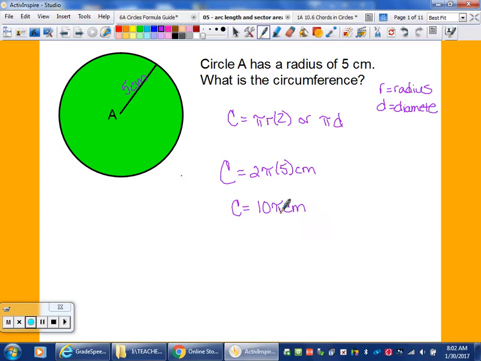You can change it to a decimal if it requires you to. If that is the case, then you give me 3 places after the decimal. But what I'm saying right now is leave it in terms of pi. Makes it go a lot faster.